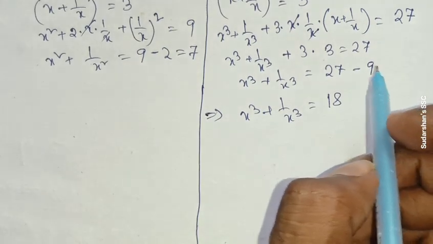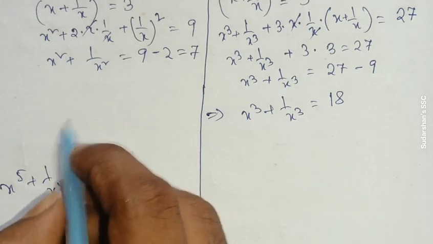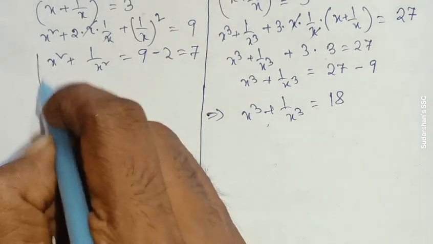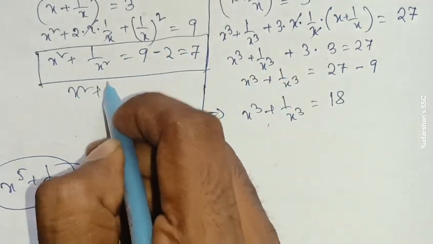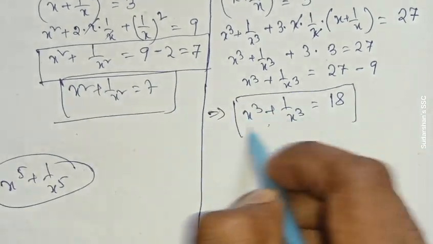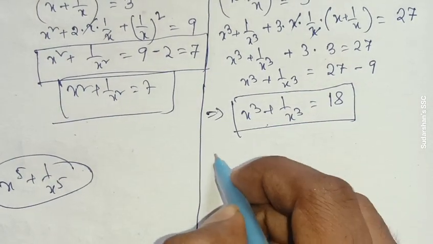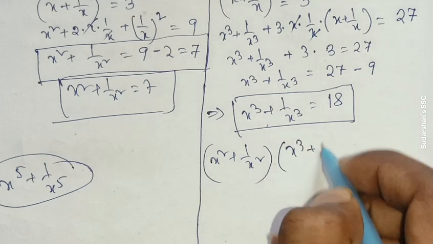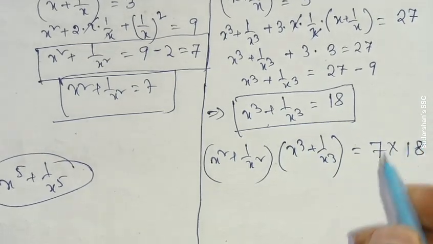To get the value of x to the power 5 plus 1 by x to the power 5, we have to multiply these numbers, that is x square plus 1 by x square is equal to 7 and x cube plus 1 by x cube is equal to 18. So let us multiply these numbers. x square plus 1 by x square multiplied by x cube plus 1 by x cube is equal to 7 multiplied by 18.